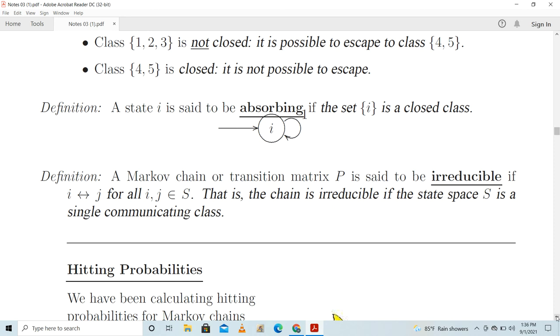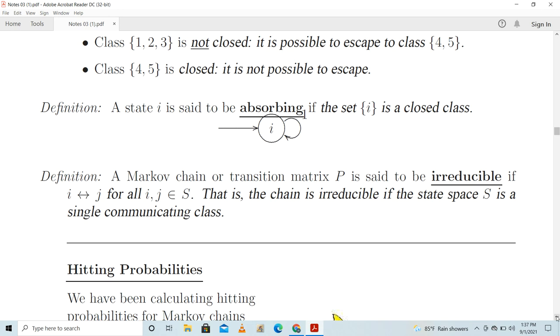So you should know, when it comes to stochastic processes and you are given a transition diagram, you should be able to find the communicating classes, the communicating states, the closed classes and the absorbing states. You should also be able to find out whether the given transition diagram is an irreducible chain or not.